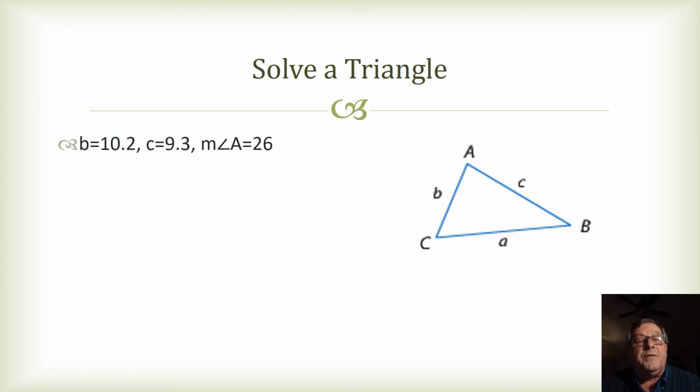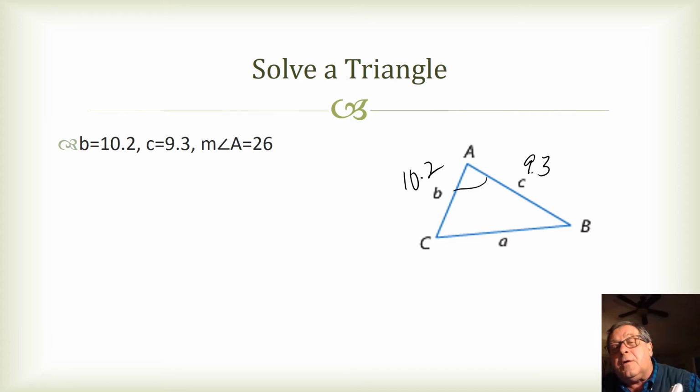And I'm given a little bit of information here. One, I'm told that side B is 10.2 and side C is 9.3. And I've got an angle measure here of 26. So as I look at this, I've got side, angle, side. Now when I recognize that I've got side, angle, side, well, I can start by using the law of cosines. And first I want to find the measure of angle A here.